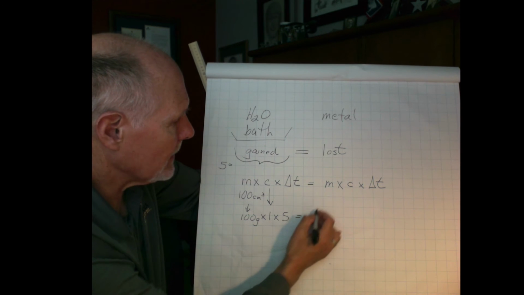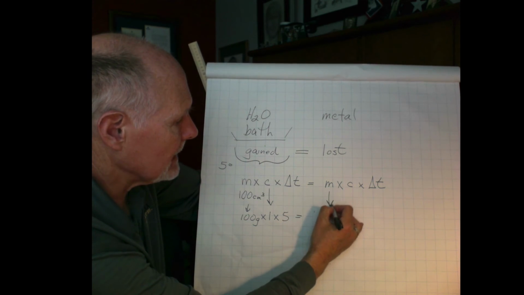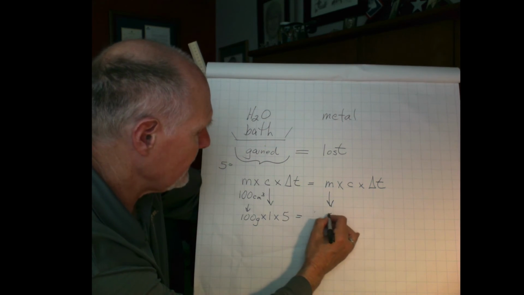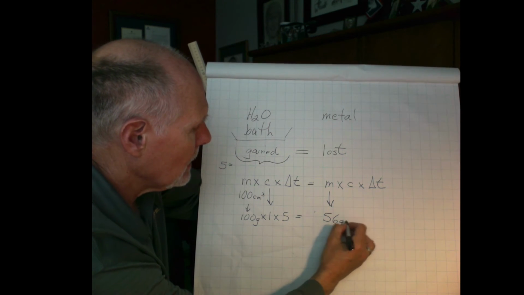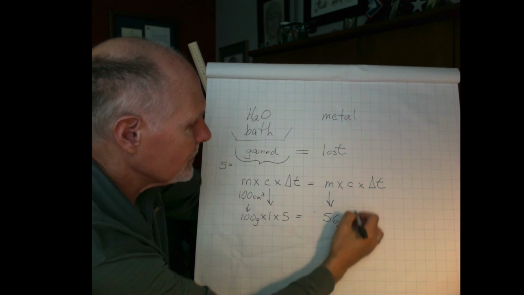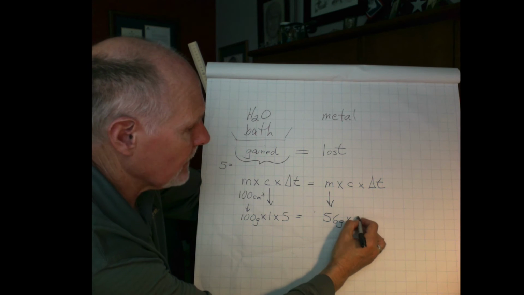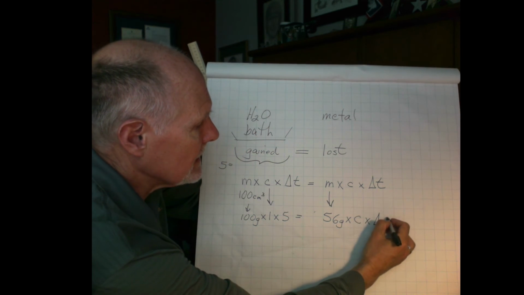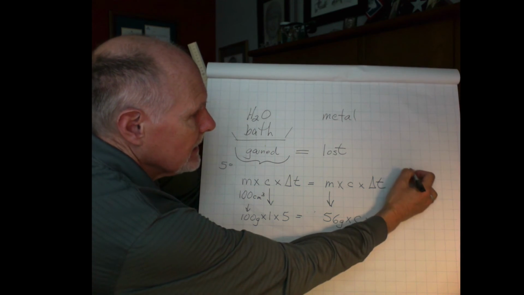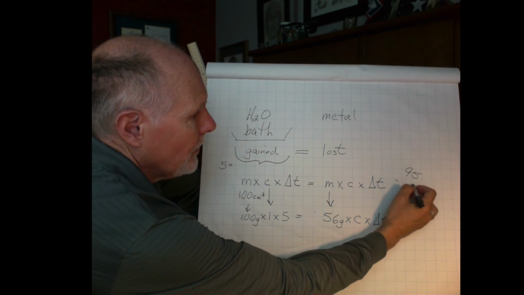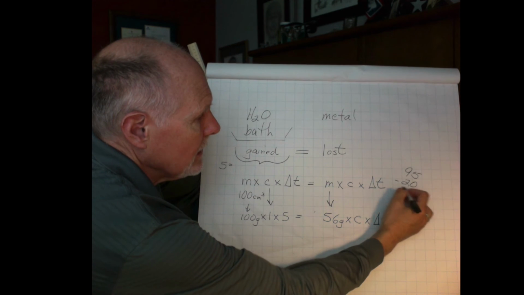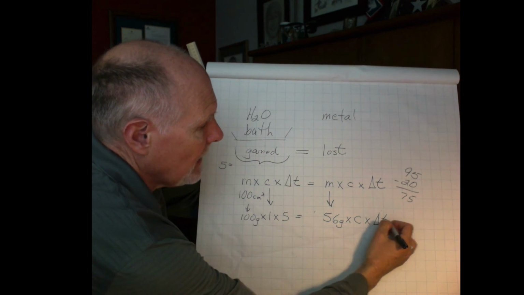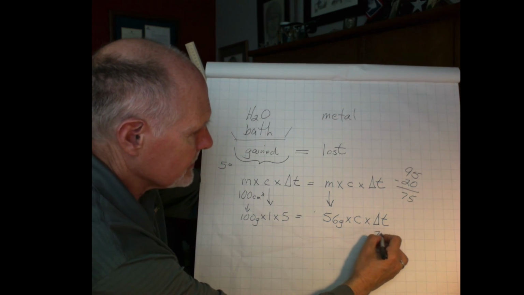On the other side of the equation, we do know the mass of each of the metal pieces. That's 56 grams. And we do not know the specific heat. We're trying to calculate that, so we could just leave it as a C. And we do know the change in temperature, starting at 95 all the way down to 20, so that change was 75. So let me plug that number in here, 75.